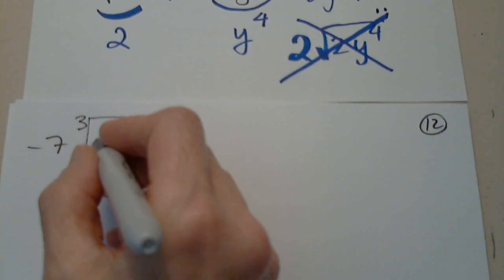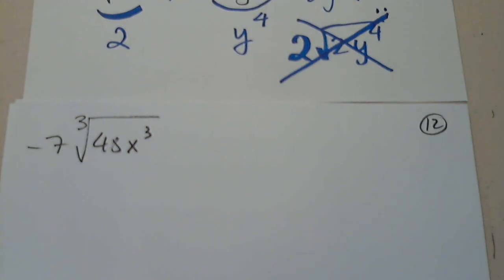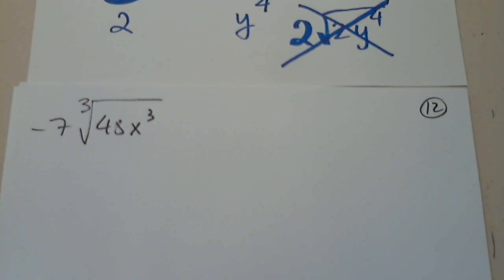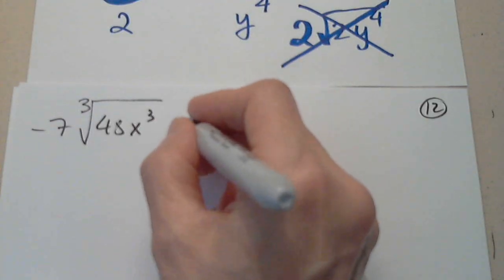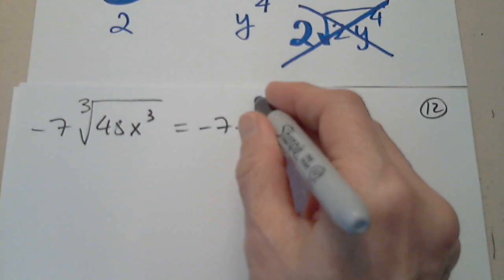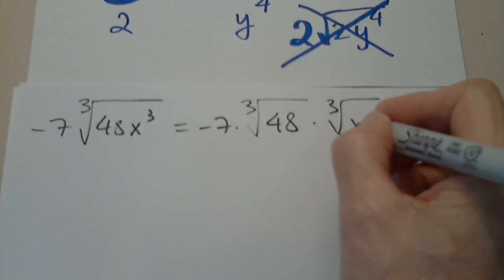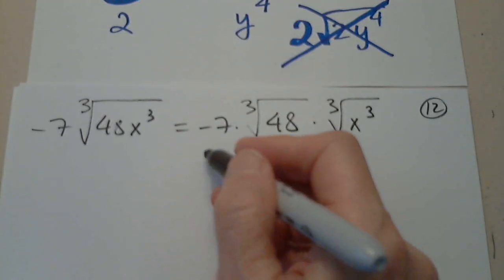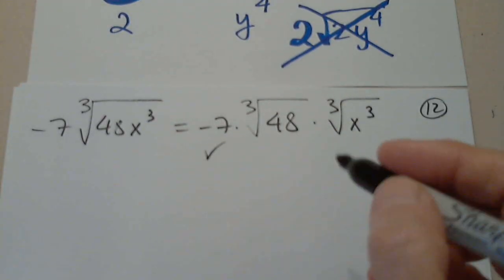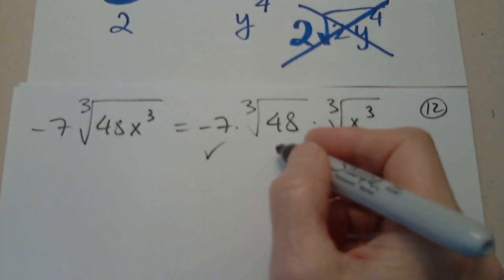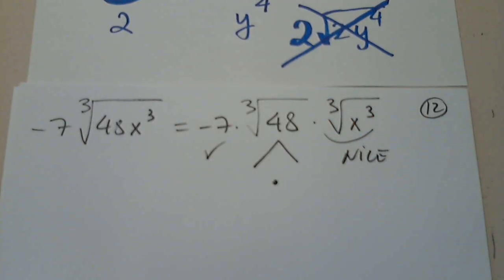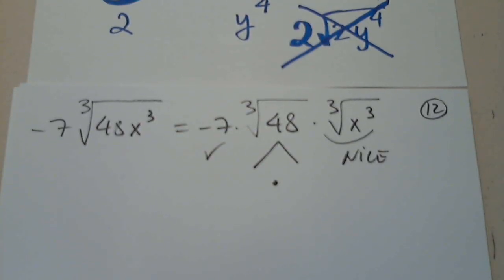Negative 7, the cube root of 48x to the third. So negative 7 is negative 7, waiting outside patiently. The cube root of 48 is the cube root of 48. We'll discuss it in a moment. And the cube root of x to the third is nice. This is done. There is nothing I can do to negative 7. This is nice, but this isn't. I need two numbers whose product is 48, and one of them is a perfect cube, and the other one is not. Not a perfect square, a perfect cube.